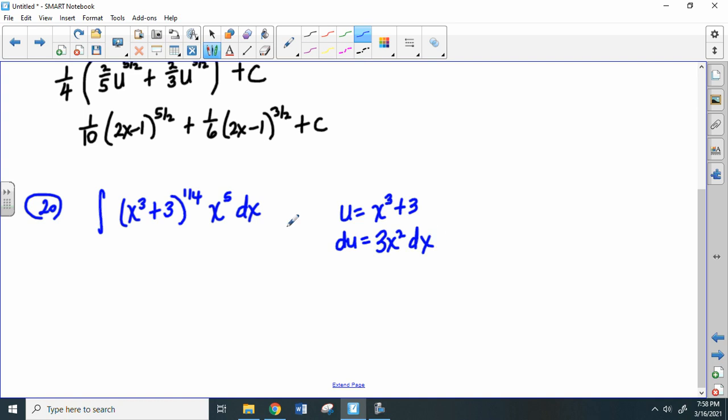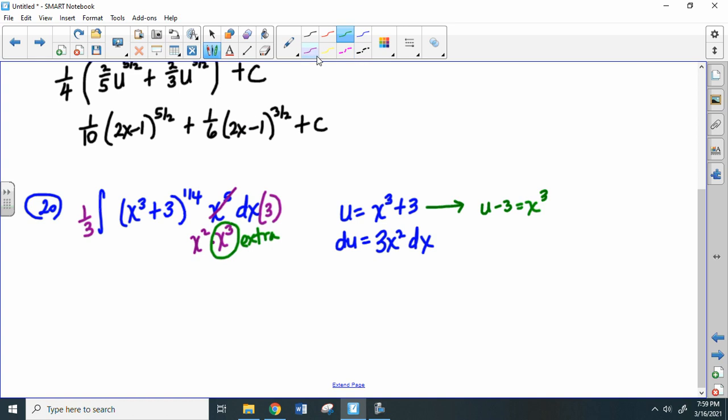Okay, well, I've got the dx. I can compensate for the 3. But I have x to the 5th, not x squared. Well, x to the 5th can be split up into x squared times x cubed. Okay, so that's okay. I actually do have 3x squared dx now. But I have extra. I have an x cubed that is extra. Okay, but when I look at my u equation, it has an x cubed in it. So if I solve for x cubed, I should be able to replace it.